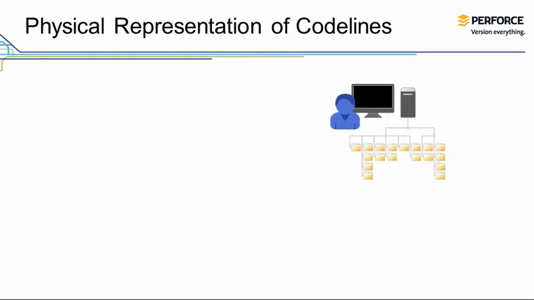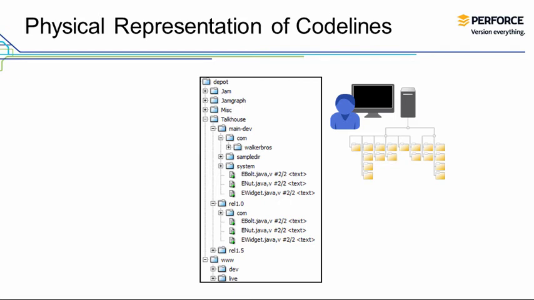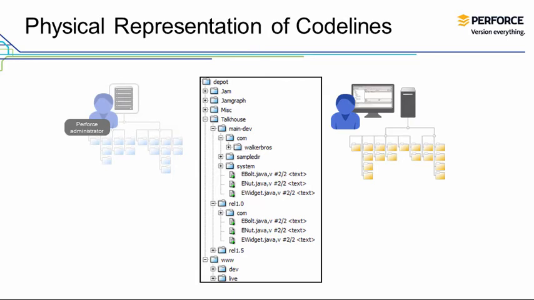Perforce client applications display the hierarchy of the codeline files that reside in the user's workspace as a set of folders and files that resembles the view they'd expect to see when browsing their local file system. From a user perspective, the logical codeline view is typically very similar across all version control systems. The administrator's view of the files on the server, however, can vary widely between systems.